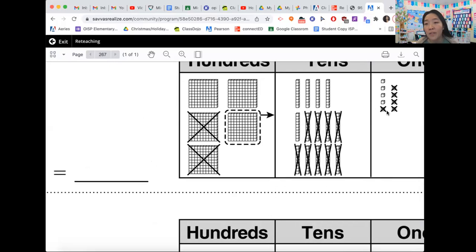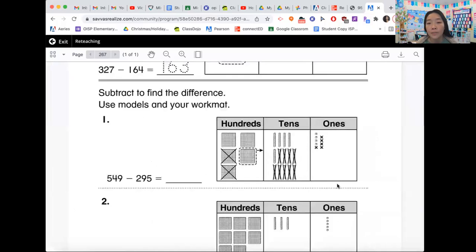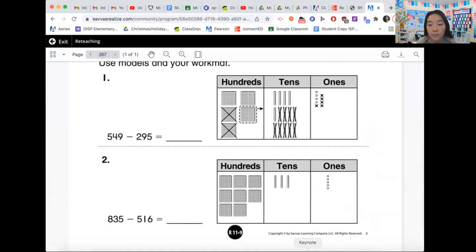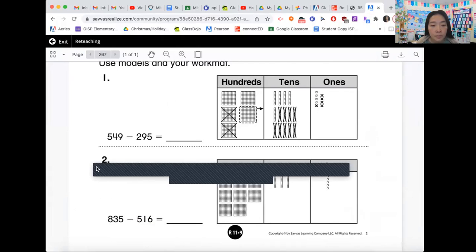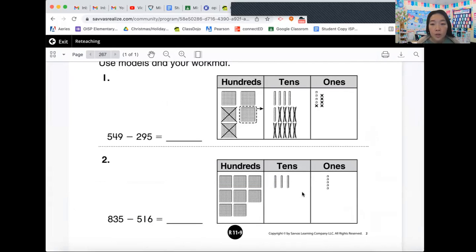So how many ones do we have left, Sally? 4. Okay, good job, Sally. So we're going to all put 4. Ready? You guys don't need to edit on your screen. You guys just need to edit it in your book. If you don't have your book, you guys can do it on a separate piece of paper. Okay, so we have 4.